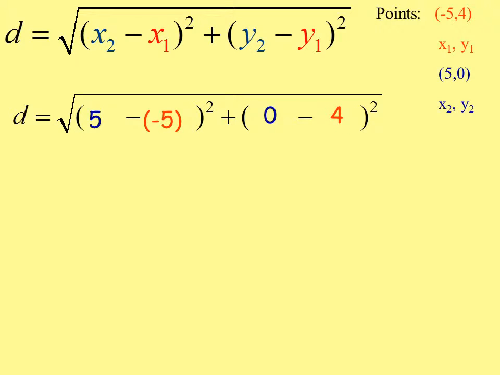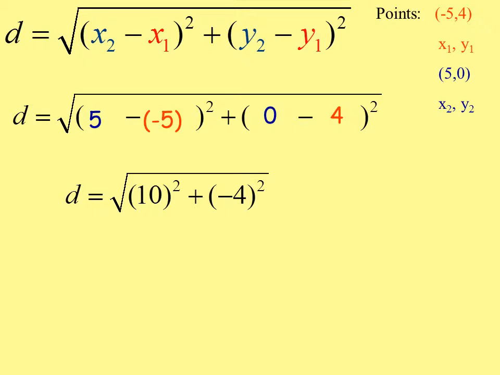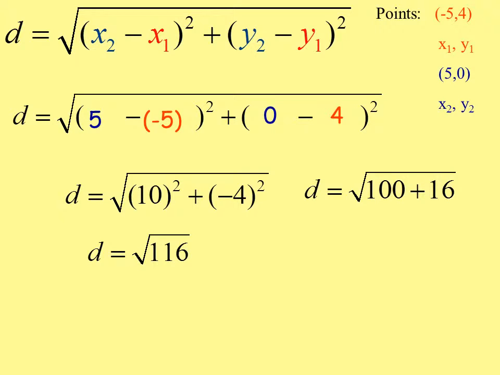Now, using my PEMDAS rules, I'm going to go ahead and carry out the math inside the parentheses first. So 5 minus a minus 5 will give me 10. 0 minus 4 will give me a negative 4. I now have to square each one of these numbers. So I'll have 10 squared, which is 100. Negative 4 squared, which is negative 4 times negative 4, which would be 16. I have to now add these 2 numbers together, and I'll get the square root of 116.